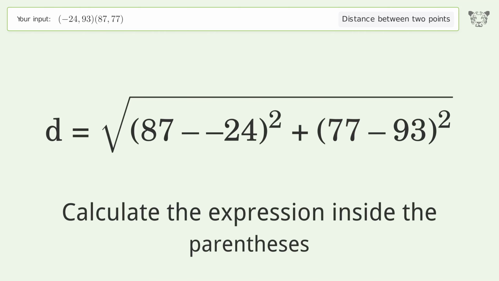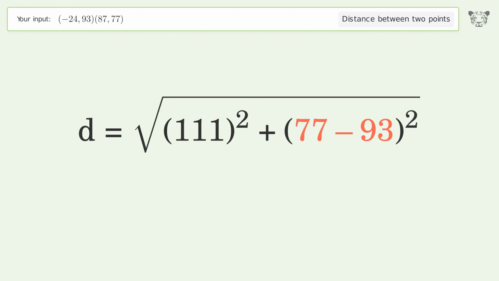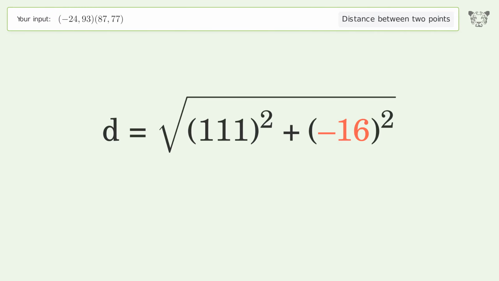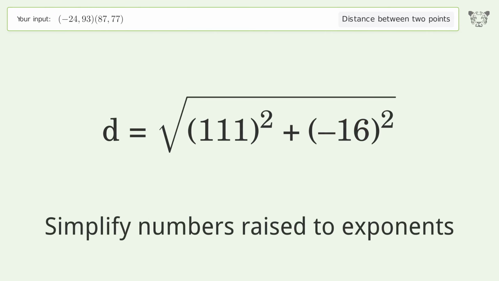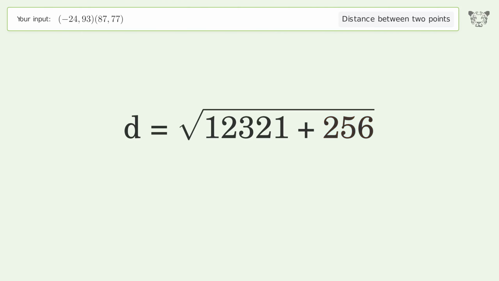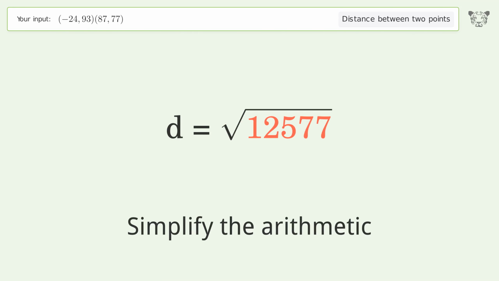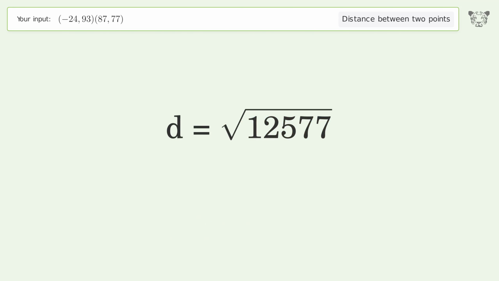Calculate the expression inside the parentheses. Simplify numbers raised to exponents. Simplify the arithmetic. And so the distance between the 2 points is the square root of 12,577 or 112.147.